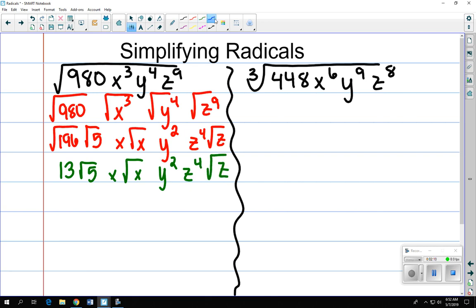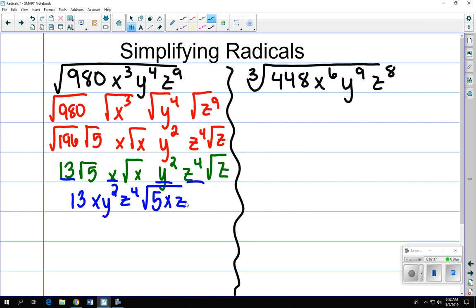Now, to arrive at my final answer, all I'm going to do is take all the terms on the outside of the radical, 14, x, y squared, z to the fourth, and write them on the outside. And then whatever is underneath the radical, so my 5xz, will just stay underneath the radical. So that's how we simplify a square root.